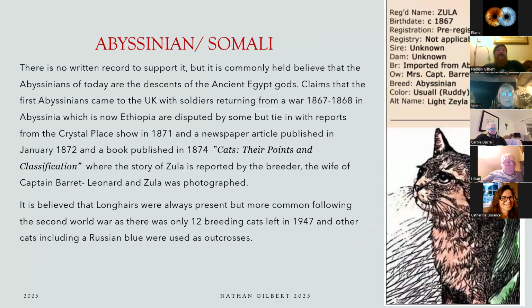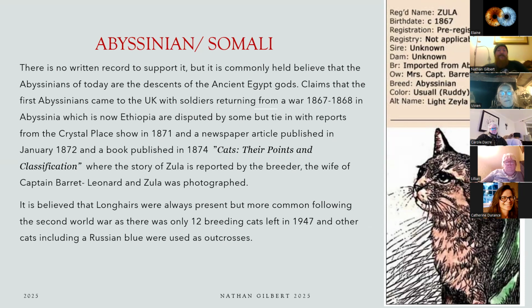A lot of us breeders very much like the idea that the Abyssinians were, of course, the hieroglyph cats of ancient Egypt, because it's 4,000 years ago. We don't have any written record to support it, but there is a likeness to Abyssinians and the hieroglyphs, and we do know with fairly good evidence that certainly the first Abyssinian came from what is now known as Ethiopia, Abyssinia.